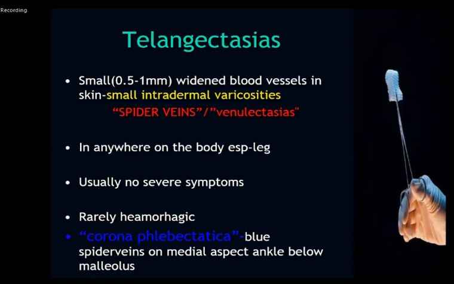So there are some smaller varicose veins which are called telangiectasia. These are small. The diameter is usually from 0.5 to 1 millimeter, and these are intradermal varicosities, also called spider veins or venulectasias. They occur anywhere in the body, but the particularly important one for today's lecture is the legs. So they are mostly in the legs. They usually cause mild symptoms. The symptoms are not severe, so they rarely need treatment, and they are rarely hemorrhagic.